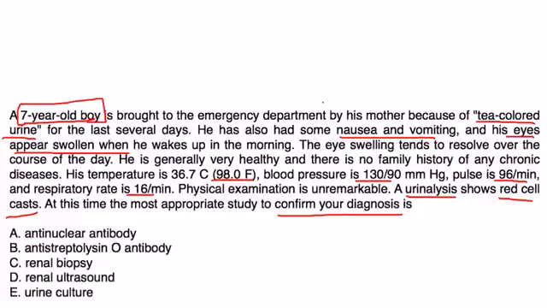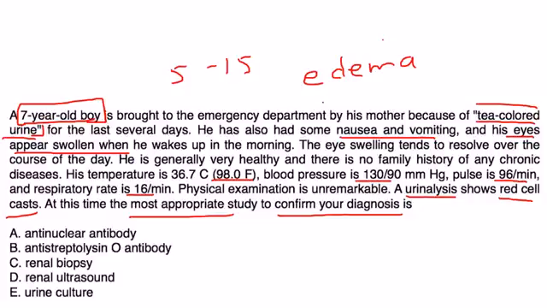he definitely is in that age category. The tea-colored urine is probably the biggest clue in the clinical vignette. The swollen eyes talk about the edema, and not much else really tends to scream out. But generally speaking, you always want to go for the simplest tests first, so the renal biopsy is probably not the simplest test, so that would probably be out.